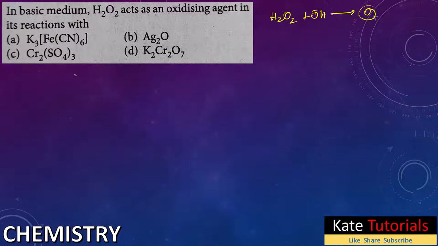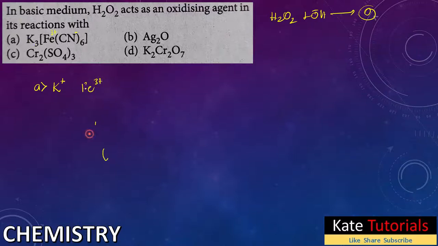So the simple approach is, they have given options A, B, C, D. We just have to see the metal's oxidation state, right? So in A, what is the metal? I have K3. So potassium oxidation state, if you see, is K plus, and I have iron. If iron is 3 plus, cyanide 6 will be minus 6, which gives an overall charge of 3 minus. So 3 minus means K3. So here K plus is there and iron is Fe3 plus.